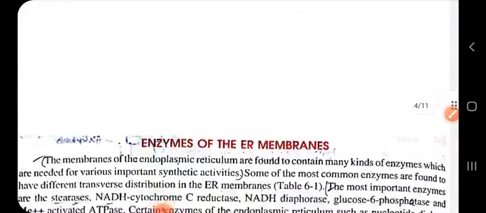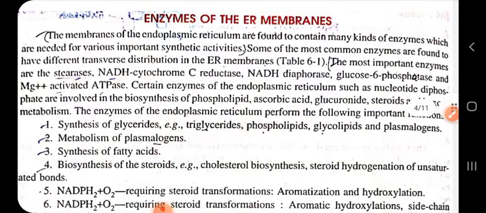So now about the enzymes of your ER membrane. Let us see. There are various enzymes which are found within the membranes of the endoplasmic reticulum, and some of the enzymes are found on the outer surface of the membrane of ER. Some are found inside the lumen, in the luminal phase of the membrane. So what does it say, let us see.